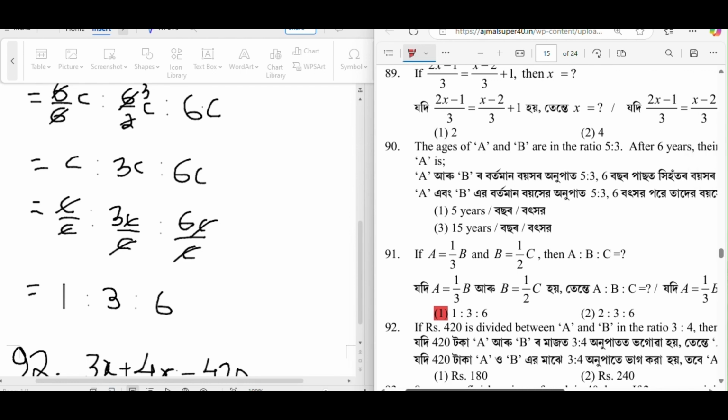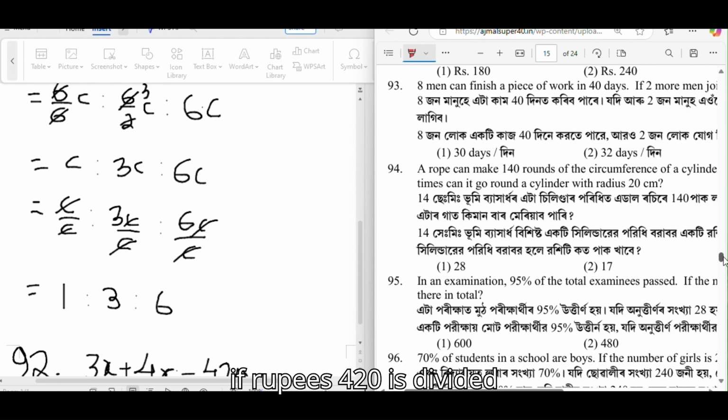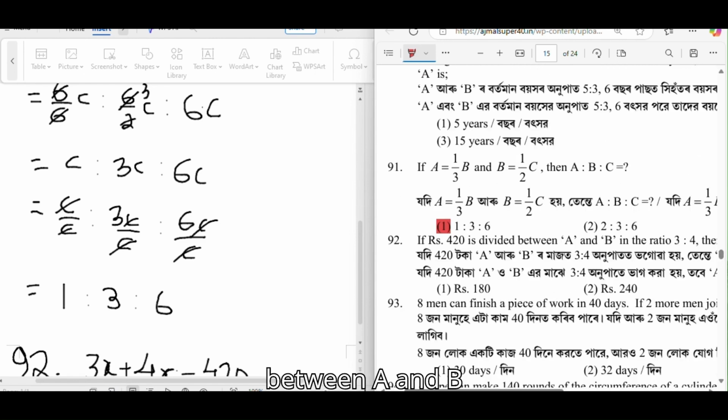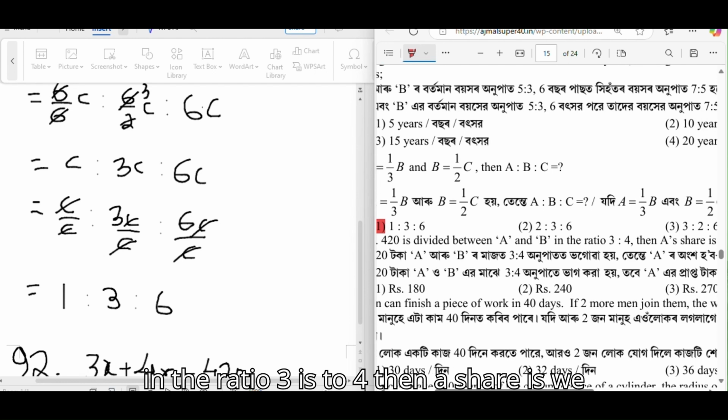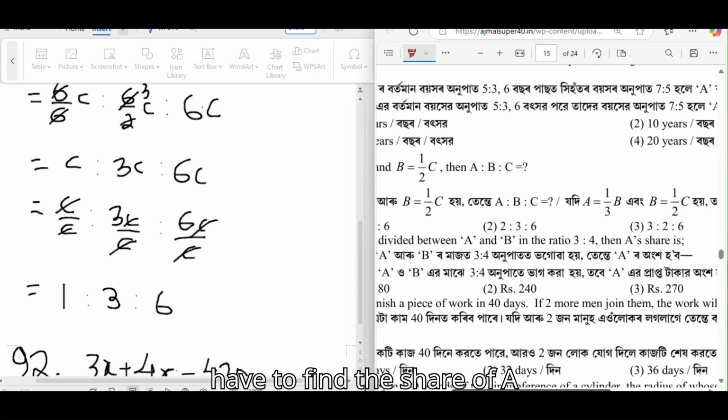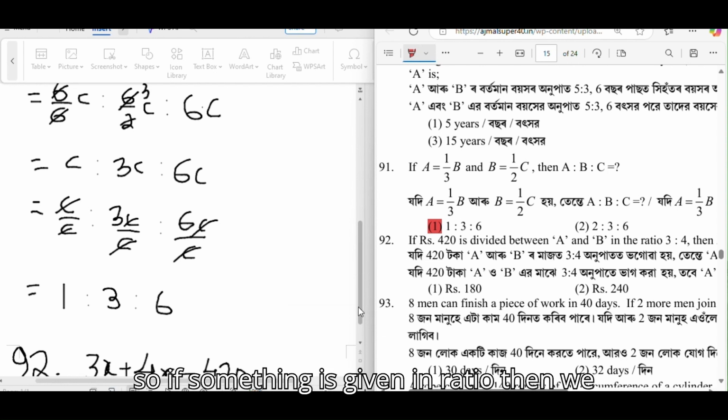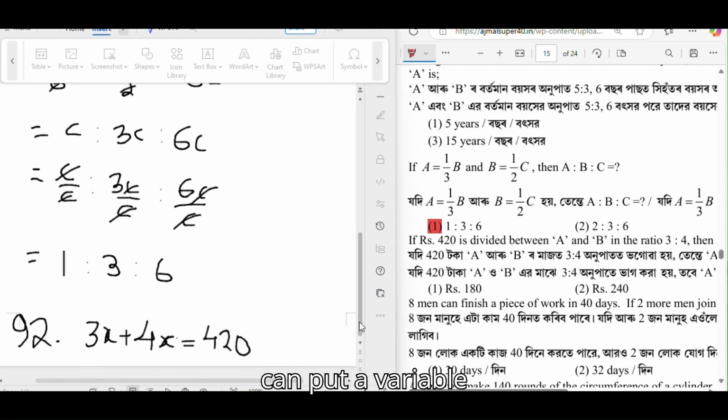Next is question number 92. If rupees 420 is divided between A and B in the ratio 3 is to 4, then A's share is, we have to find the share of A. If something is given in ratio, then we can put a variable and assume it. It is 3 is to 4, so we'll assume A's part is 3x, B's part is 4x, and the total is 420. So 3x plus 4x will be equal to 420.